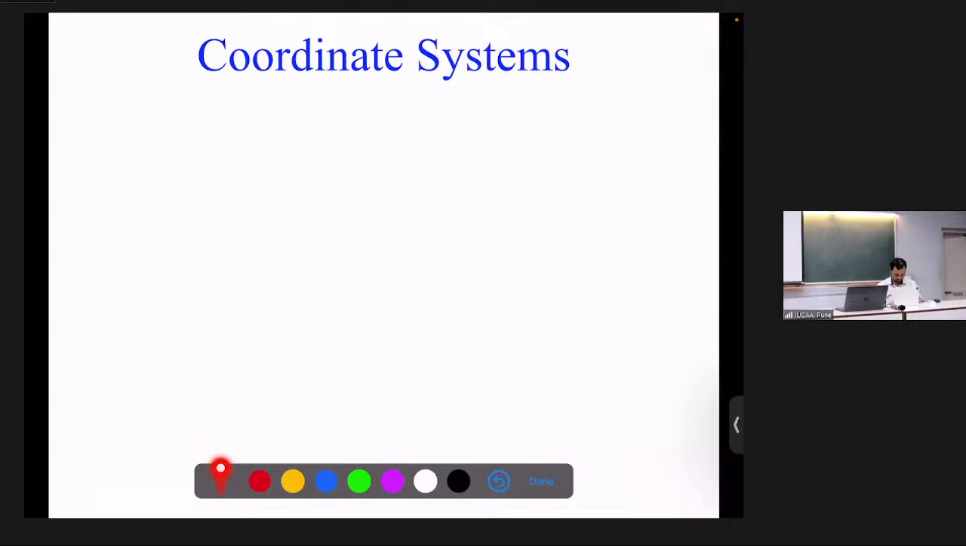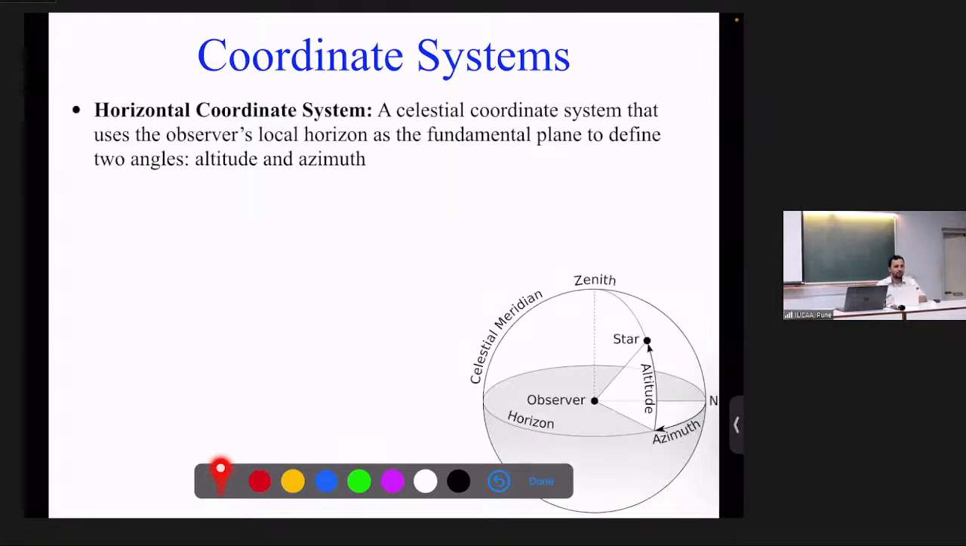I will quickly go through it. I will spend less time on the equatorial coordinate system, but I will still cover the rest of them. So the first of them is called the horizontal coordinate system. Fine. This is a celestial coordinate system that uses the observer's local horizon as the fundamental plane to define two angles, altitude and azimuth. Suppose this is the observer. So suppose I am the observer, this ground plane, the plane I am seeing, is my horizontal plane.